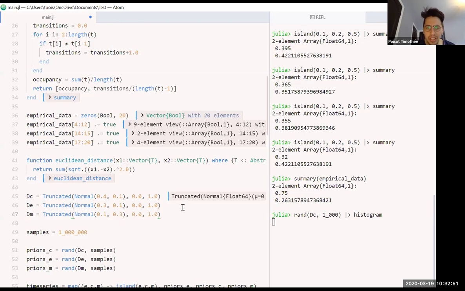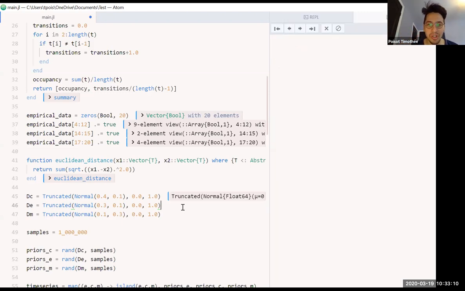Anyway, while it's doing whatever it is that it's doing, let's have a look at the two other priors. So we say the rate of extinction is 0.3. We want the rate of extinction to be lower because that's a good way to know that our population is going to persist. And we also want it to be truncated between 0 and 1.